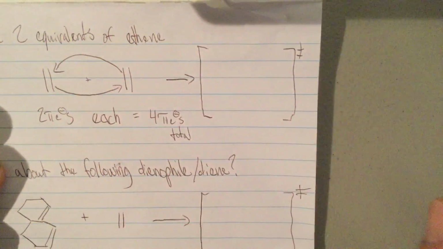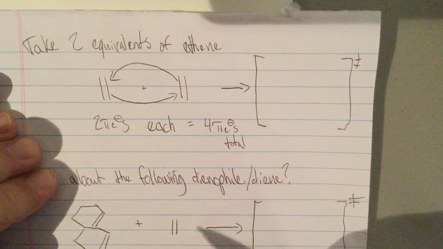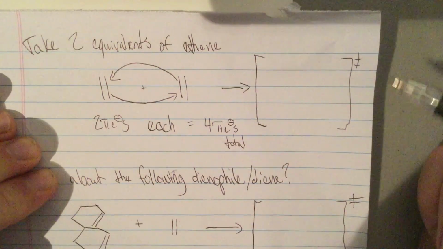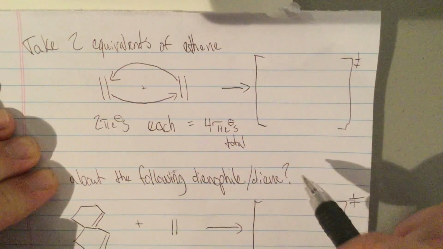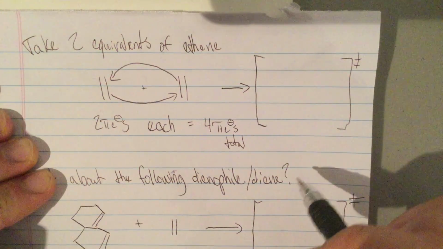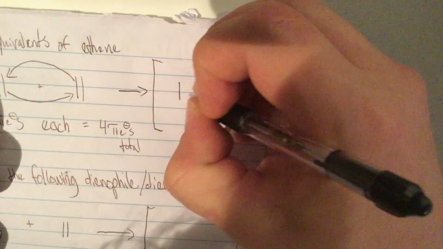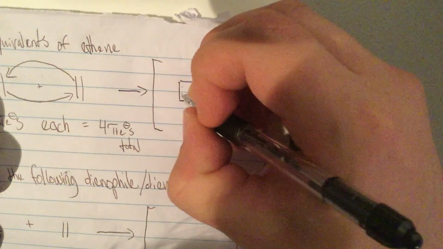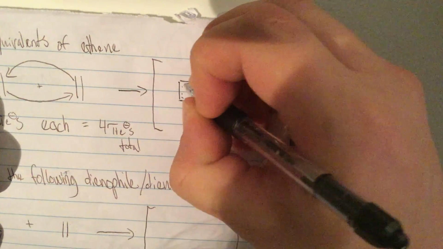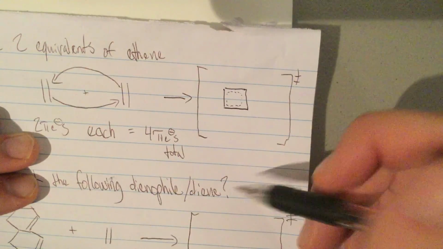So let's say we take 2 equivalents of ethylene just for argument's sake. We try to combine them together. We're going to have 4 pi electrons, and if you were imagining a planar structure with 4 pi electrons circling about it, you would think of that as being anti-aromatic, right? So what you would see here is a square. But this is what's going to be referred to as thermally forbidden.